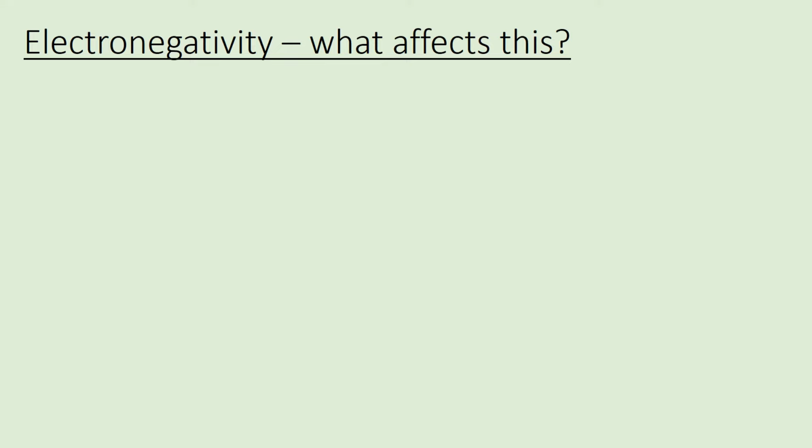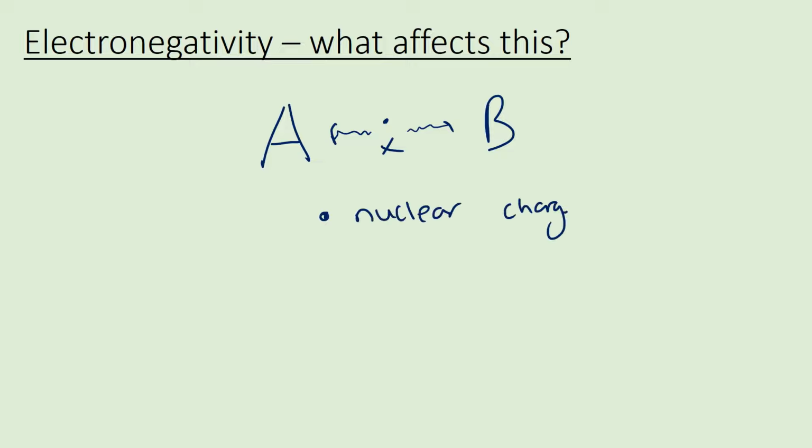So what factors affect it then? Let's think about this. If we've got A and B sharing electrons, what do we know about the ability to pull electrons? It's the same factors we've looked at over and over again: the nuclear charge, the radius, and the shielding. So it's those same three factors. If you've got a small radius with less shielding, you're going to be attractive to those electrons. If you've got a big radius and lots of shielding, you're going to be less attractive, so less electronegative.